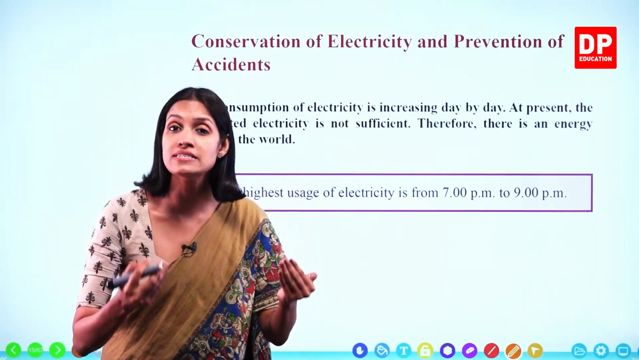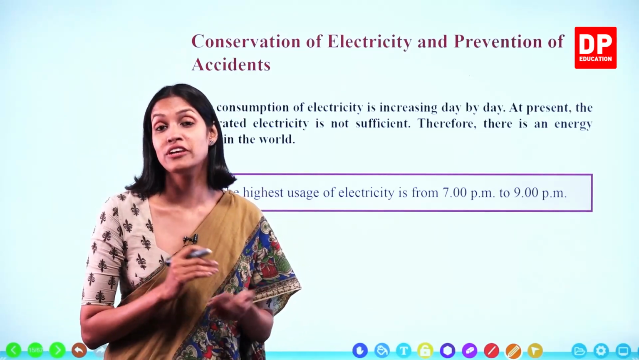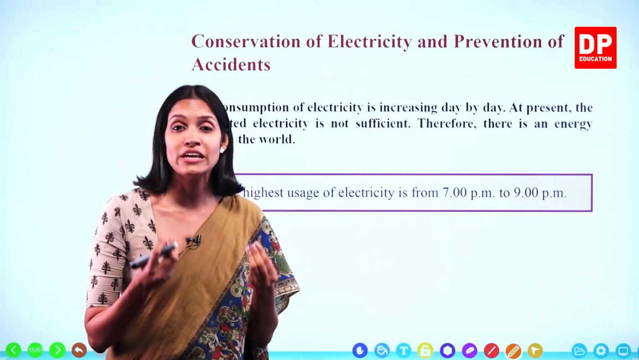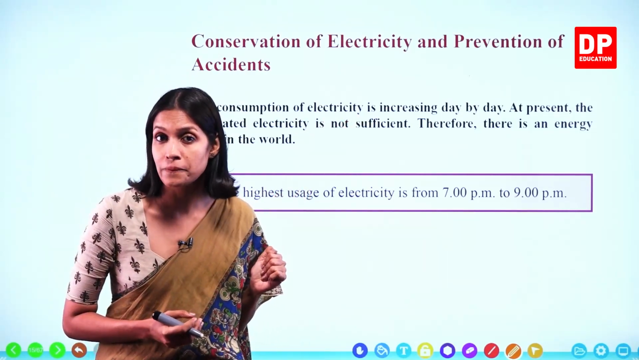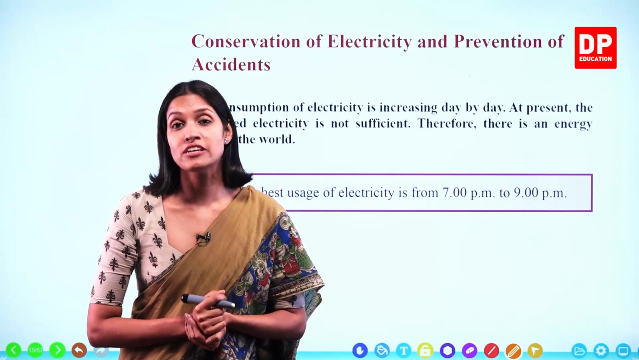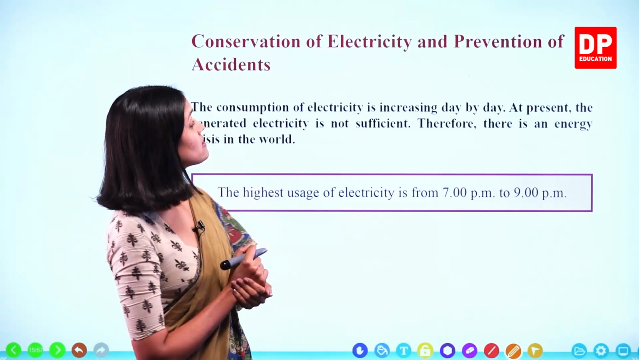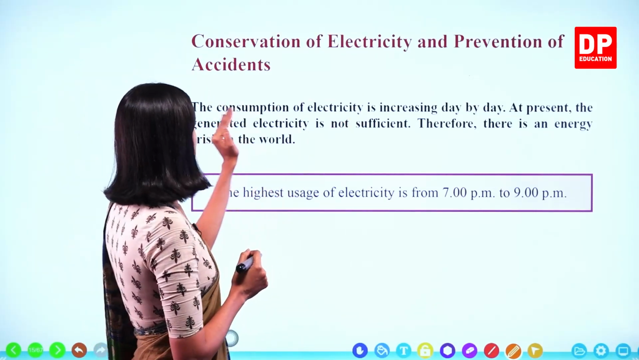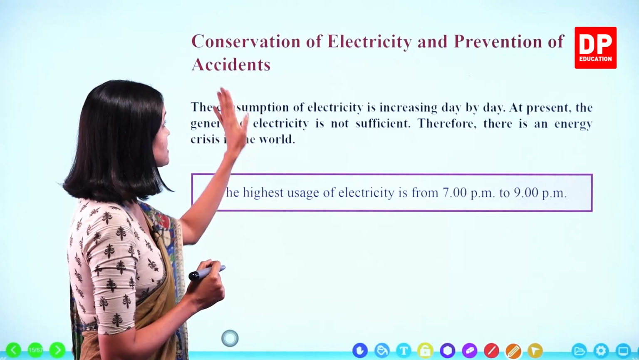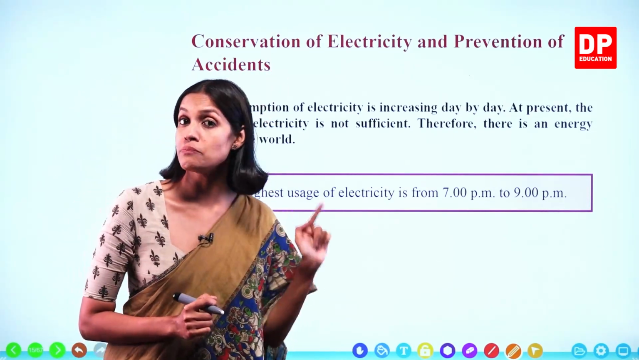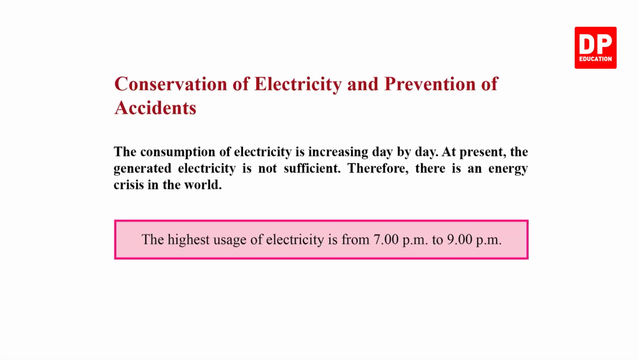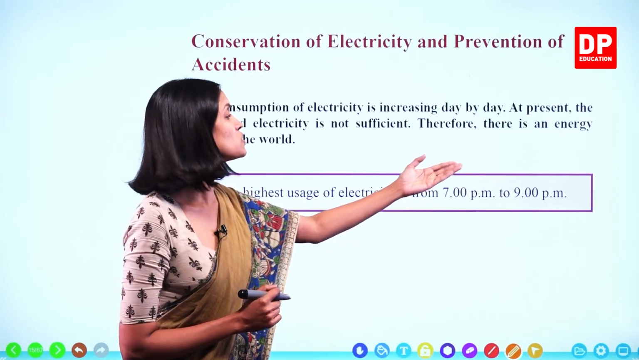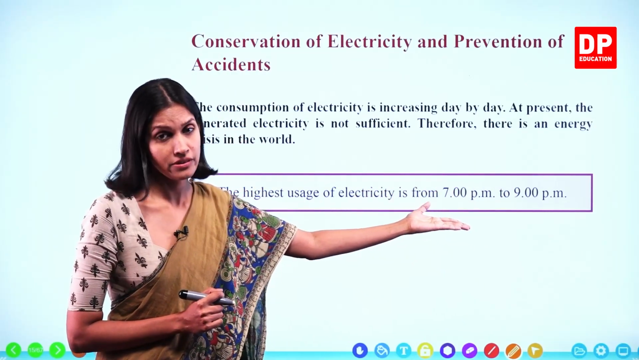Therefore, we have to conserve the electric power that we have, right? So, electricity is considered a kind of limited resource in this way. So, therefore, we have to conserve the electricity, right, children? So, therefore, there is an energy crisis in the world. That is why the conservation of electricity is important, right, children? Look at this one. The highest usage of electricity is from 7 p.m. to 9 p.m. This is known as the peak hours, right?